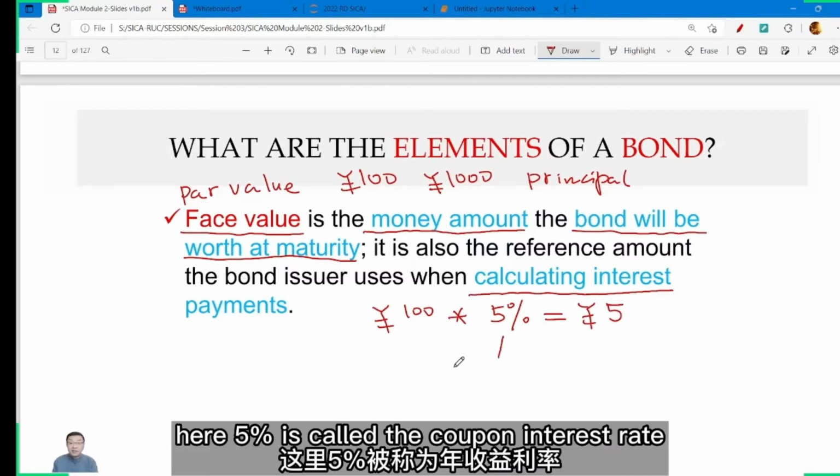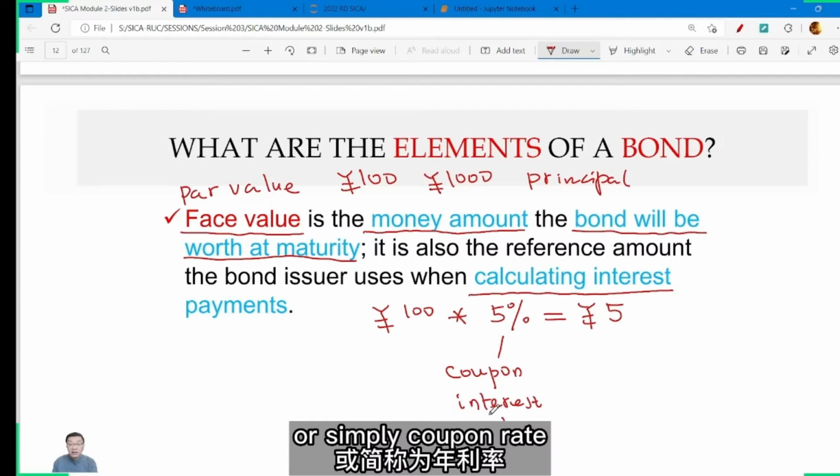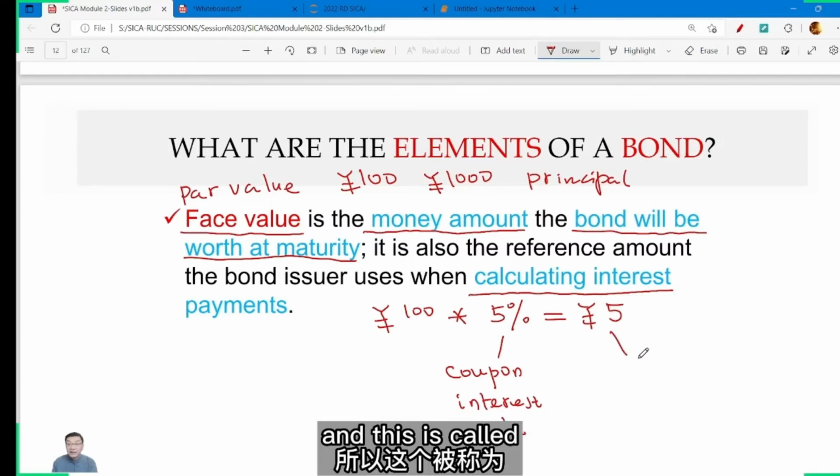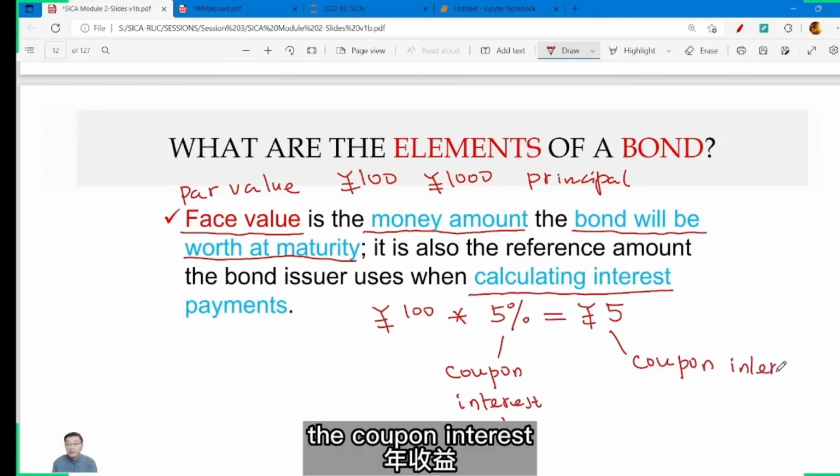Here, 5% is called the coupon interest rate, or simply coupon rate, and this 5 RMB is called coupon interest.